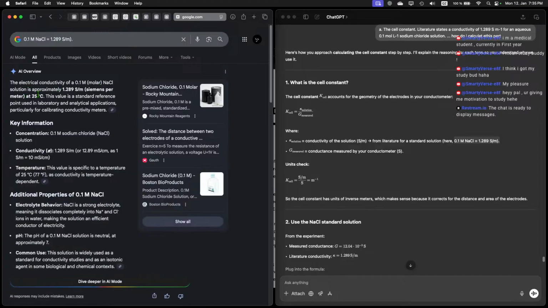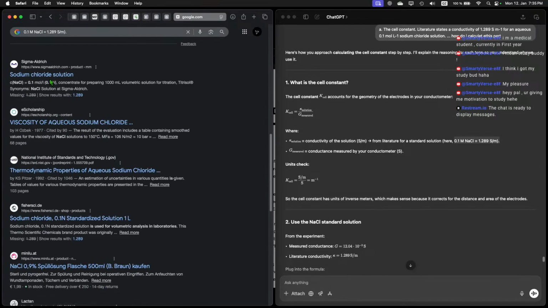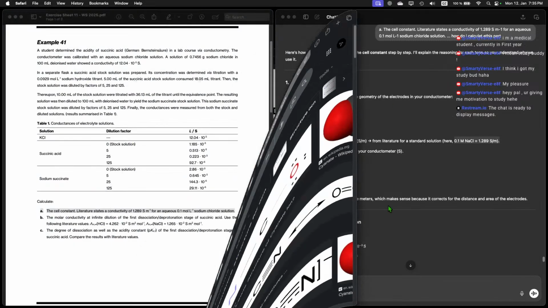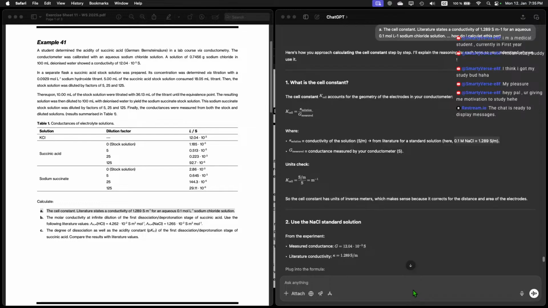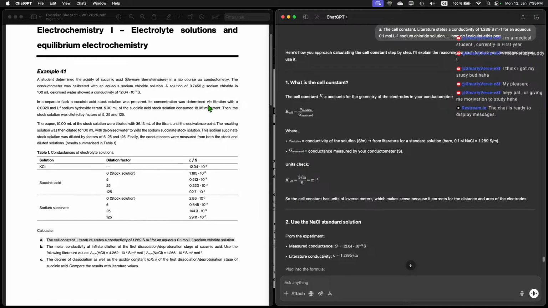Electrical conductivity solution, Siemens per meter. Okay, that number makes sense, but you know what? I'm not gonna waste too much time because I don't have too much time to look into this. Okay, so that's the standard value. K solution, Siemens per meter. G, measured conductance measured by your conductometer. I think that's this value, right? Yup, that's this value. Units Siemens per meter.